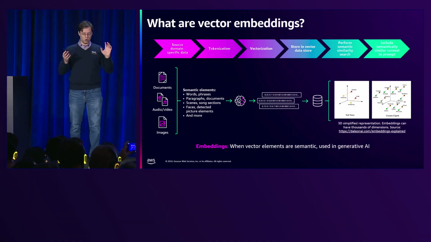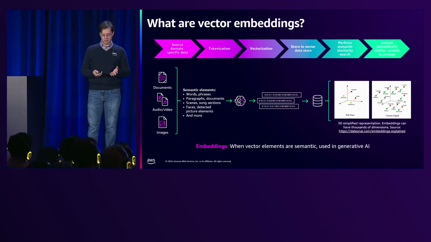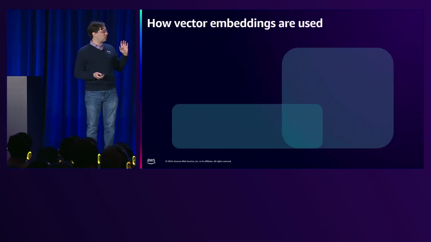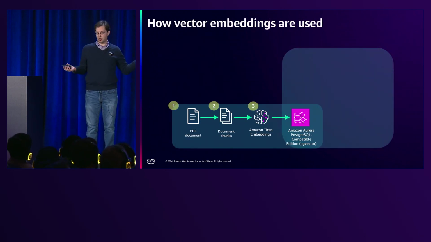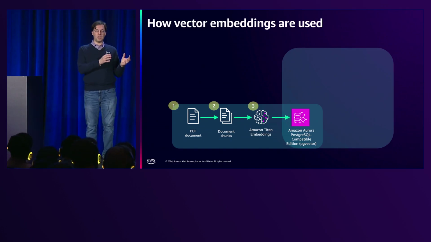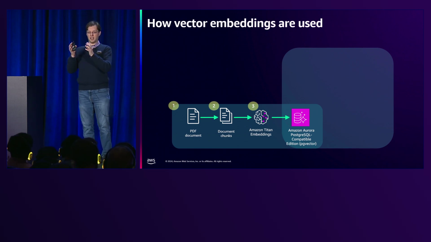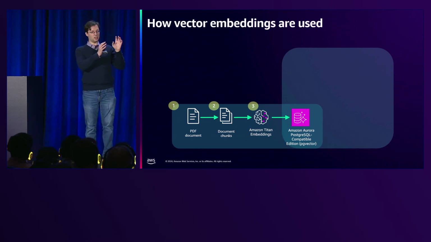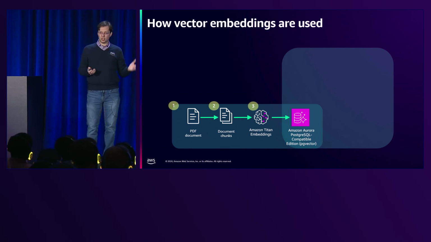So where do vector embeddings fit into RAG? The first part is ingestion, where you have some kind of unstructured data. It could be PDF documents. You likely need to prep it to be used in something called an embedding model. The embedding model is what takes the unstructured data and turns it into the vector, and then you store it somewhere, in this case today in an Amazon Aurora database. So that's the ingestion workflow.